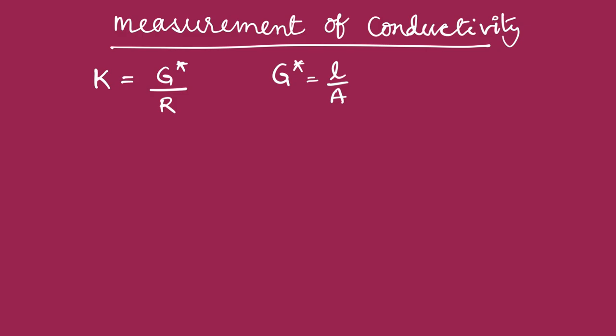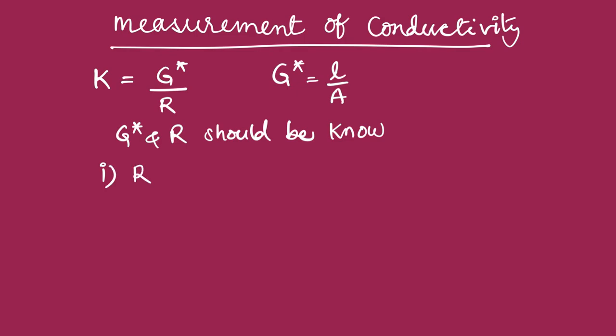Now, to calculate the conductivity, we should know G star, the cell constant, and the resistance should be known. Therefore, first we have to calculate resistance and cell constant. First of all, I am calculating resistance first. How to calculate this resistance? By using the Wheatstone bridge.